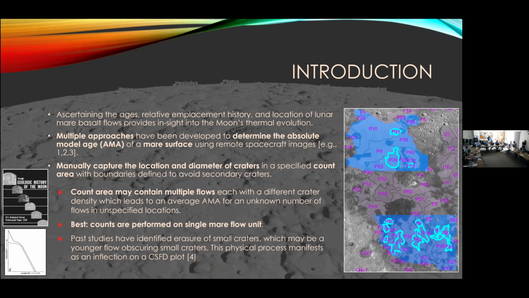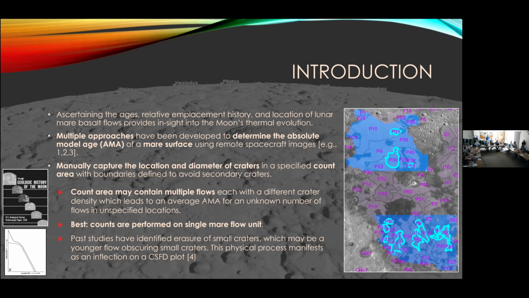So let's get into the introduction here. Despite recommendations, we are going to talk about a large crater database today. This goes to fundamentals: understanding the emplacement history, location, and ages of our basalt flows helps us to understand the thermal history of the Moon. That's very important. Over the last maybe 60 years, multiple approaches have been developed to determine the absolute model age of Mare surfaces.